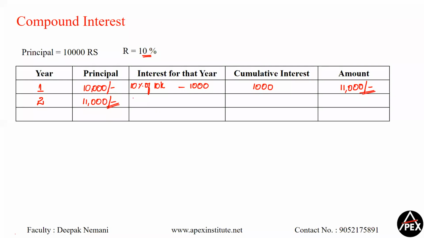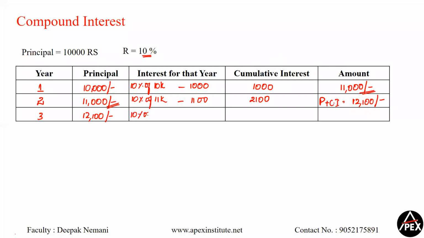Now interest will always be calculated on the principal. So 10% of 11K, which is 1100. So the cumulative interest will be 1000 plus 1100, 2100. And the amount at the end of 2 years will be principal plus cumulative interest, 10,000 plus 2100, 12,100. Now for the third year, what will the principal be? The principal for the third year will be 12,100.